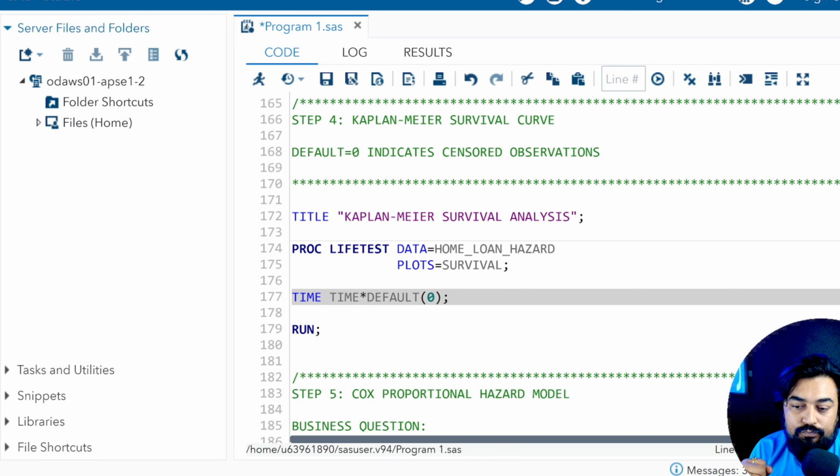Now what is censorship? Obviously you can ask that. So suppose a customer has not defaulted yet. Do we throw away that customer? No, obviously, right? Hazard model allow us to use both customers who defaulted and customers who have not defaulted. This is one of the biggest advantages of survival analysis.